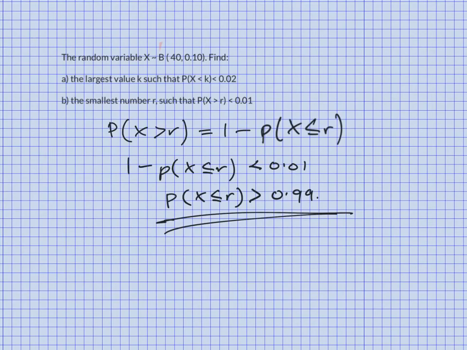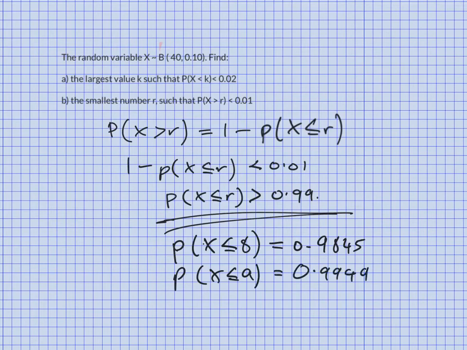Which means that if we transcribe that now, we can say that the probability that x is less than or equal to 8 was 0.9845, which is less than 0.99. The probability that x is less than or equal to 9 is 0.9949 from the tables. Therefore, the first one that's greater is x equals 9, so r equals 9.